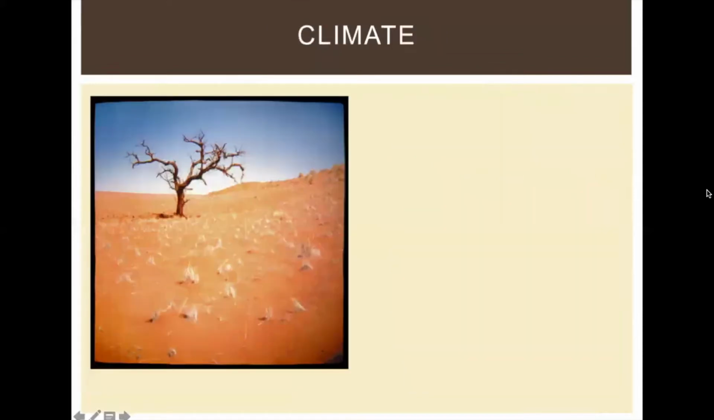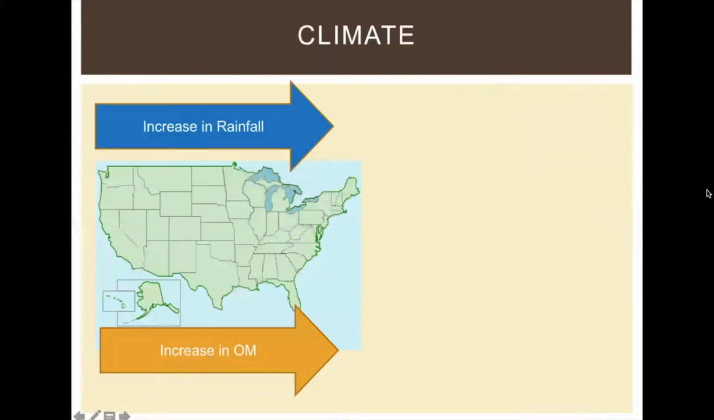So climate can also affect organic matter. In arid climates where there is very little moisture and little vegetation, there will be little organic matter. But with the increase in rainfall and moisture, this results in more vegetation and all around more organic matter production.